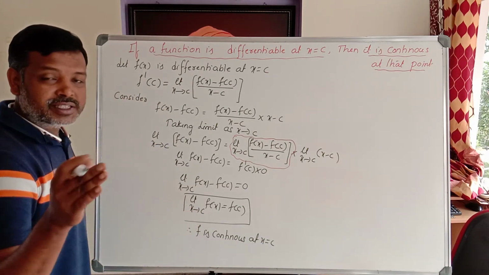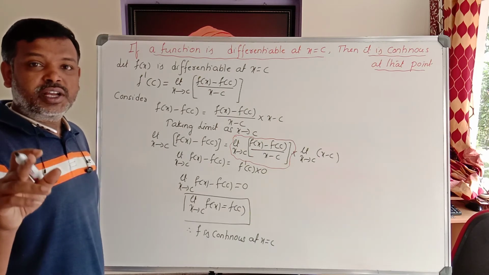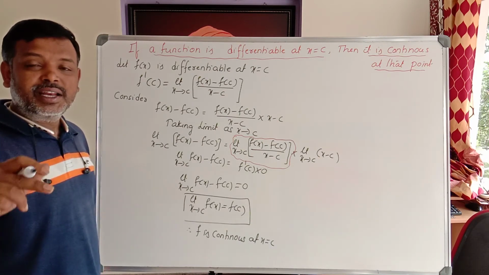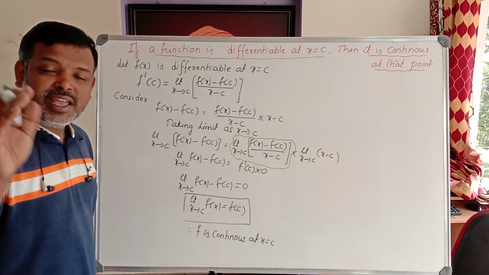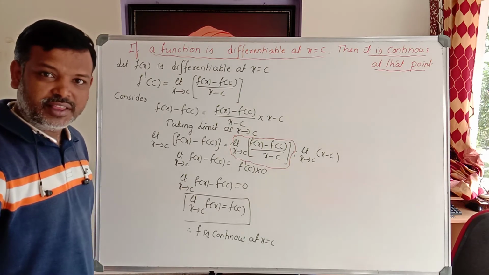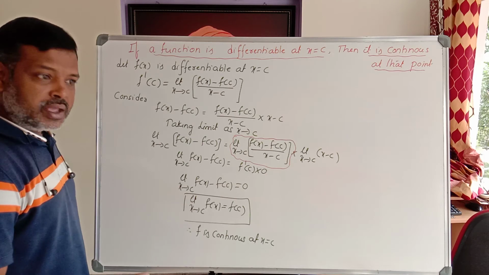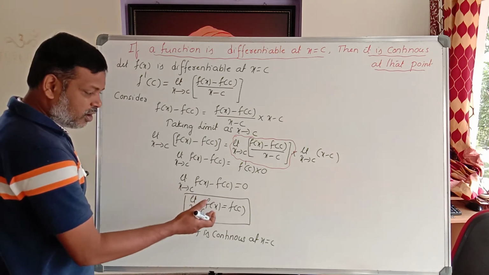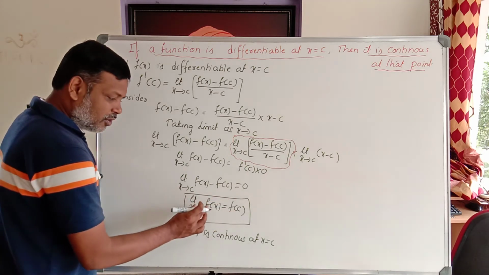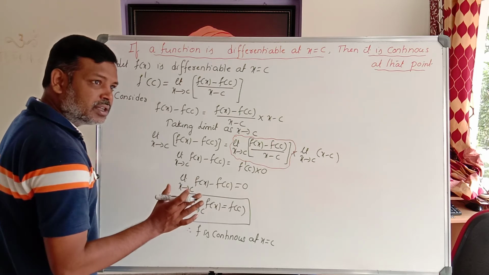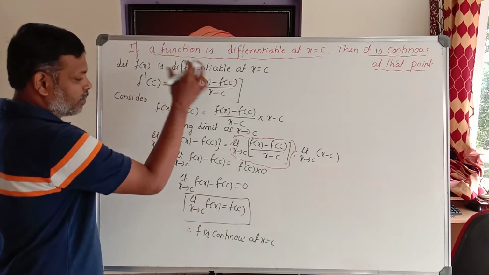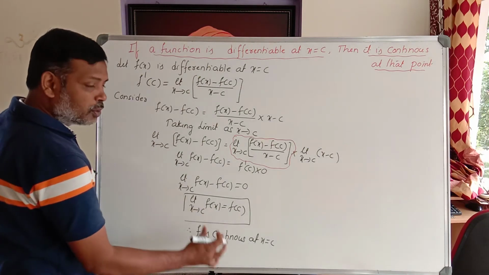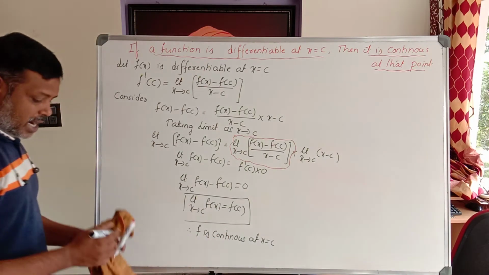A function f is said to be continuous at x is equal to a if limit x tends to a, f of x is equal to f of a, as we said. Here the point is c. Therefore limit x tends to c, f of x is equal to f of c. Therefore the given function is what? Continuous. So we are coming from the function being differentiable. Our destiny is to prove that the given function is continuous.